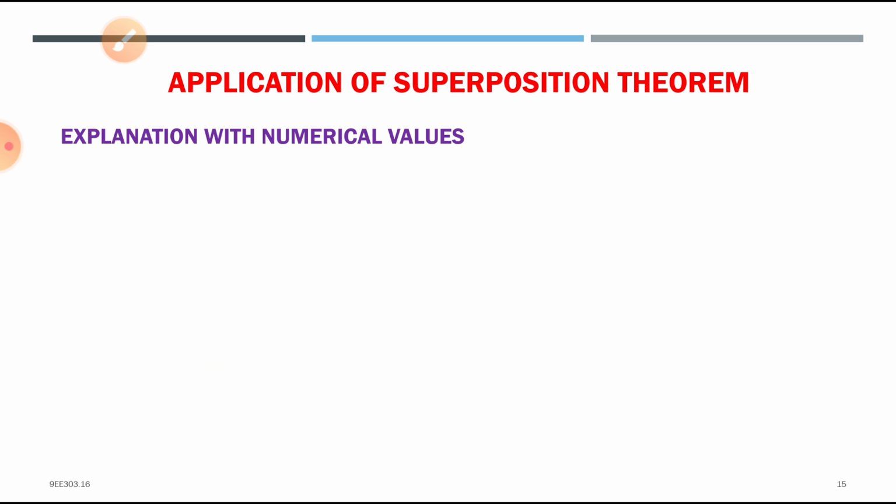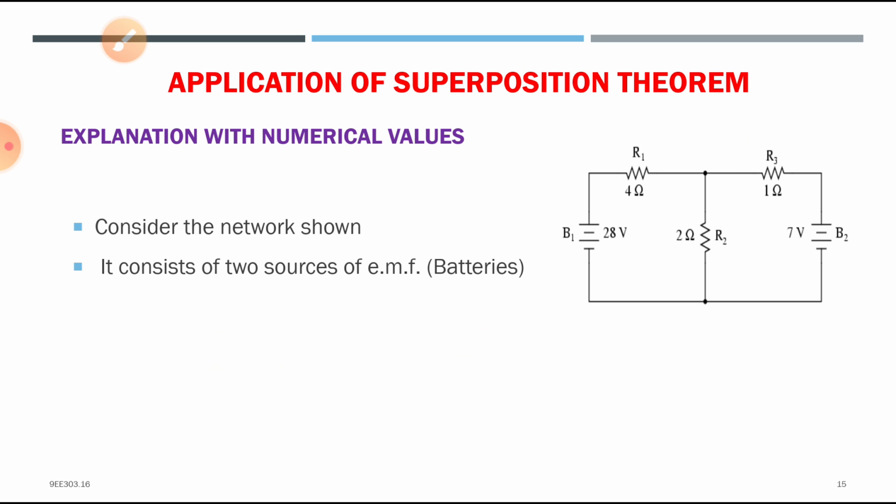The circuit consists of B1, battery 1, which has 28 volts, and B2, battery 2, which has 7 volts. Two voltage sources are given. Luckily, the internal resistance is not given. You can observe it. The circuit consists of two EMF batteries as sources. So, you can see the circuit.